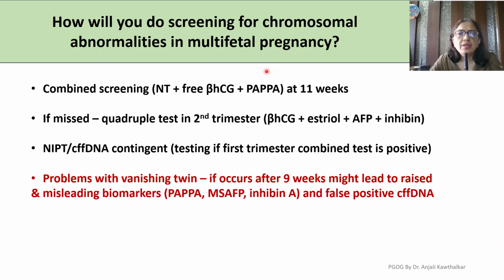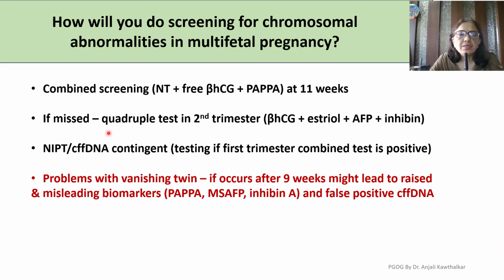Now, how will you do screening for chromosomal abnormalities in multifetal pregnancy? Combined screening to be done. Combined is you go for NT scan, that is nuchal translucency, free beta HCG, and PAPPA, pregnancy associated plasma protein A. It should be done at 11 weeks.